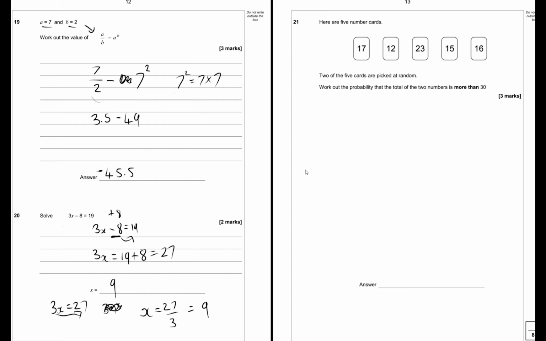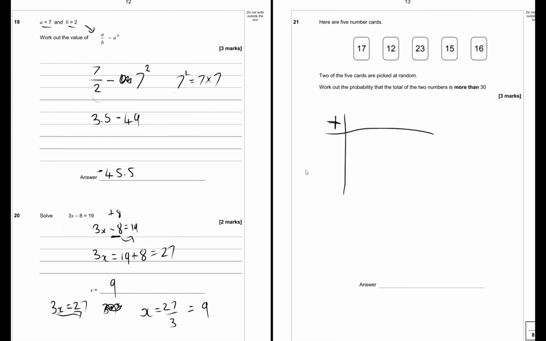Okay, question 21. Here are 5 number cards. 2 of the 5 cards are picked at random. Work out the probability that the total of the 2 numbers is more than 30. So we can do this by listing the outcomes. So let's make a table to show what we're doing.